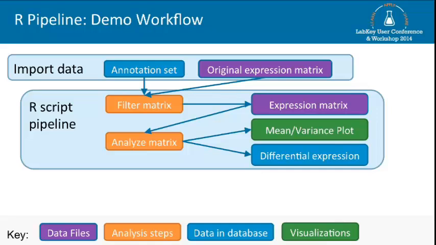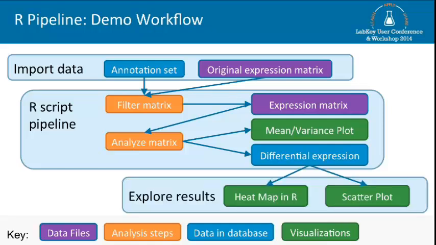Once we have the analyzed matrix, we have some analysis or results shown on top of that data: a differential expression data set created on top of the normalized matrix, and a mean variance plot. Then you can use the built-in LabKey features to take that differential expression data and do whatever analysis in R, or use the built-in visualization to see some more interesting stuff on top of the data.